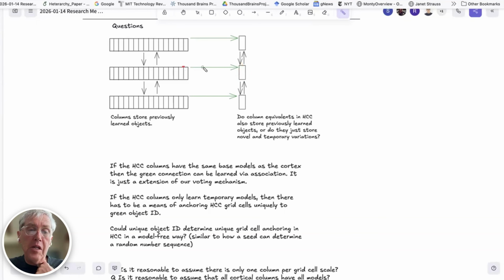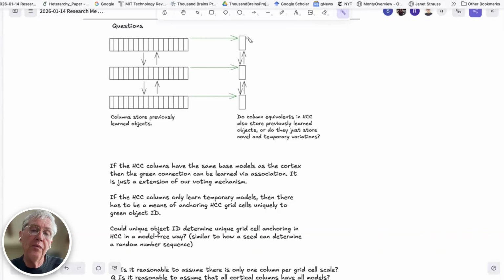And I'm going to guarantee every time I see the SDR, which is the object ID, I'm going to establish the same set of grid cell anchoring here. And so you start off with a blank model, but it's equivalent to these models. So as long as I have the object ID, I'm going to guarantee to have the blank model equivalent. And now I can start adding features to it, which is the whole point of the hippocampus, to learn these temporary arrangements of features.